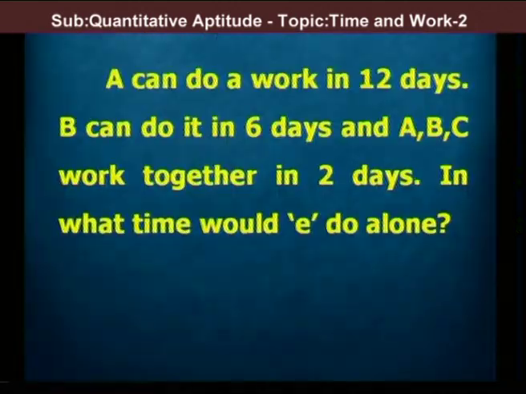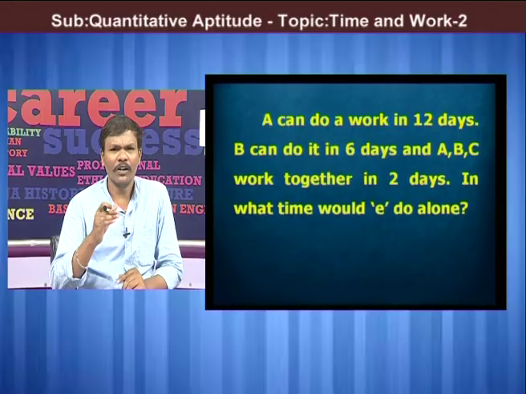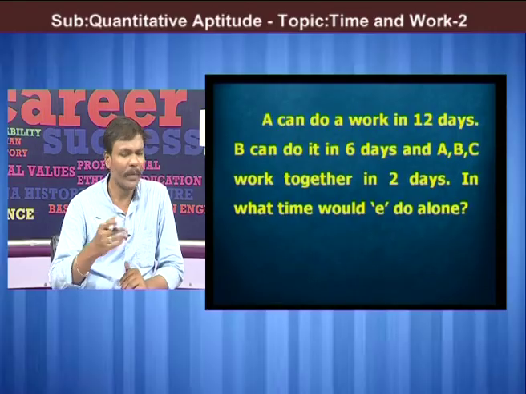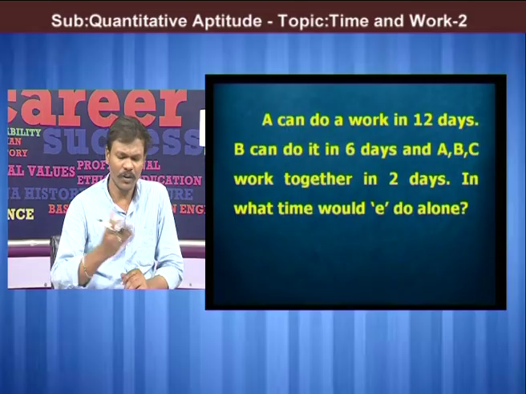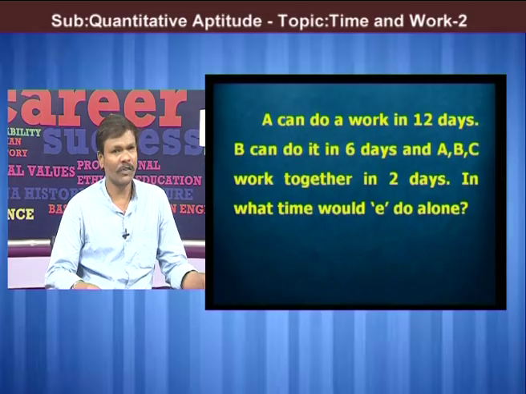What do we have? A can do a work in 12 days, B can do it in 6 days. A, B, C work together in 2 days. In what time would C do it alone? C alone, not E, it is C alone. Okay, clear? So, you have to try this question in 1 minute or 20 seconds. So, how can you solve it in that time?